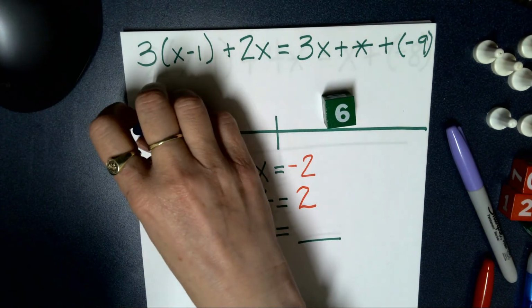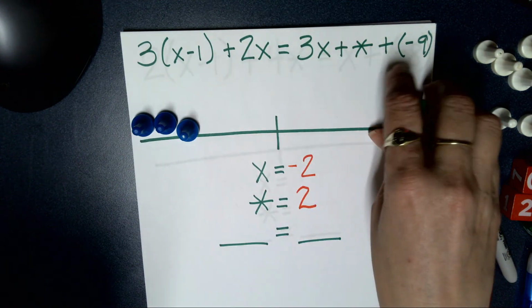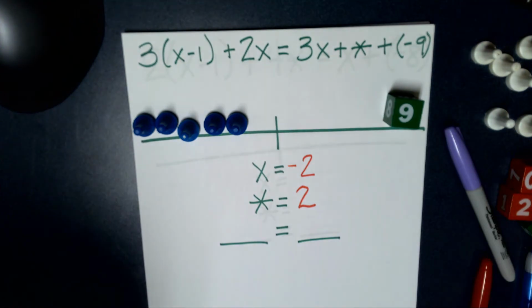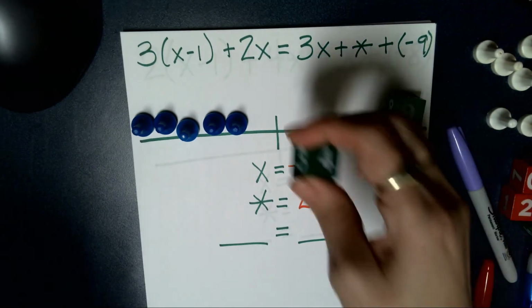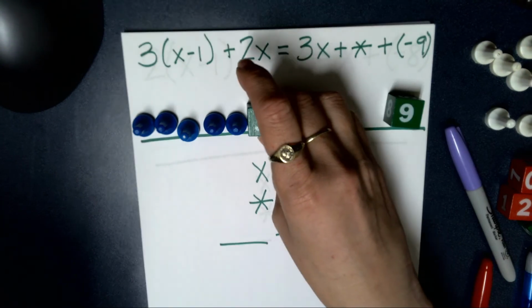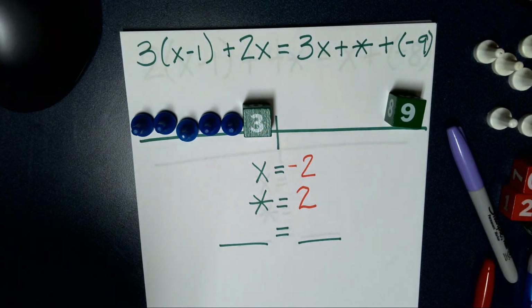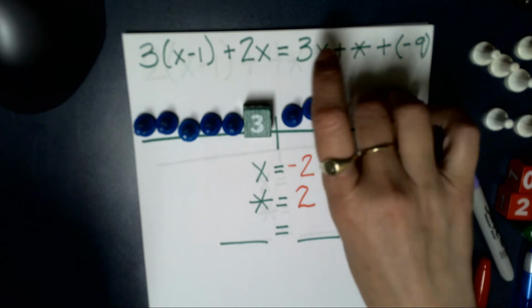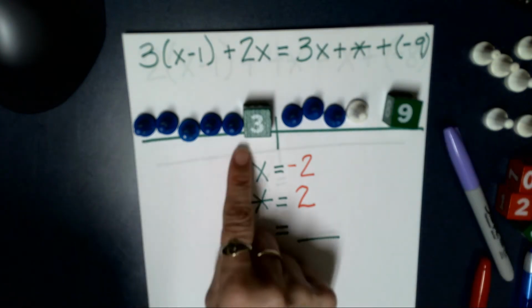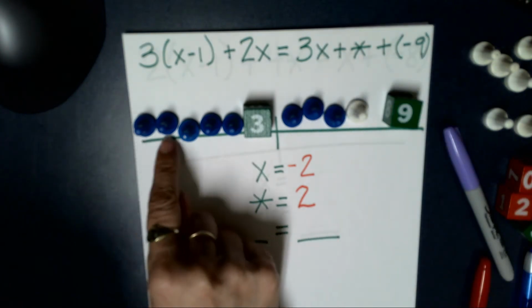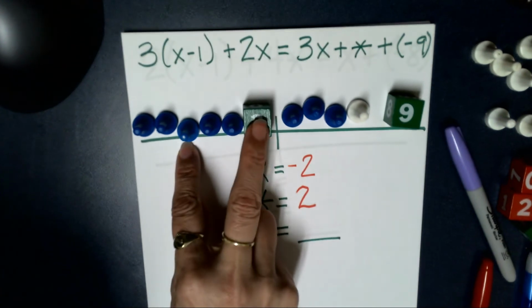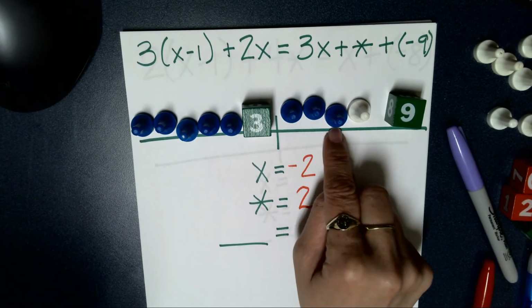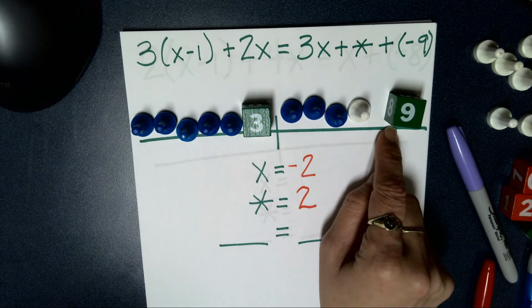So let's go back to our original problem. And the opposite of 3. And 3 x's. And a star. And my negative 9. Okay, I have everything now that I needed. 3 pawns minus the 3, and then 2 more pawns on the left. 3 pawns and a star on the right, plus the opposite of 9.